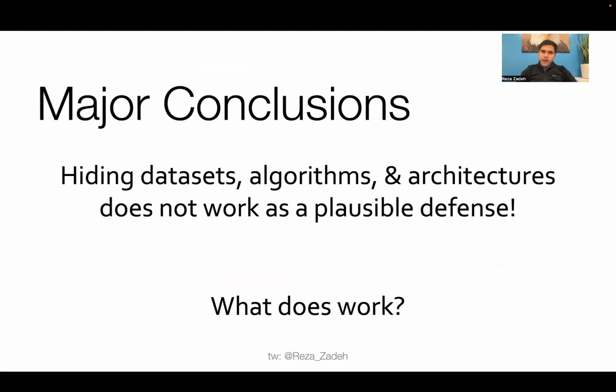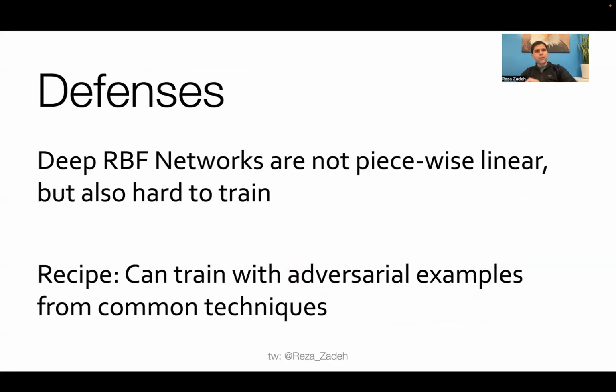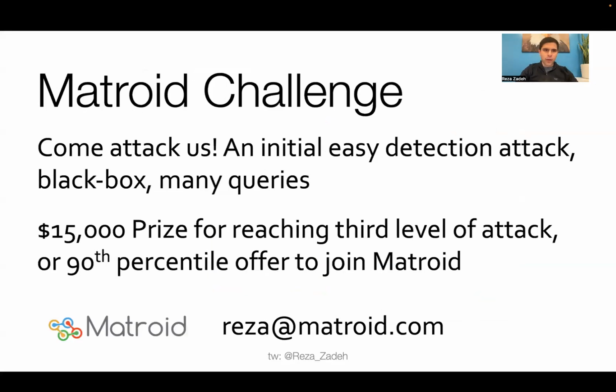So, you can change the architecture so that the model is not linear in the input. And that does work quite well. For example, a deep RBF network or some variants of vision transformers, but those are still foolable. You can still fool both of those networks, so it's not enough. You still have to do more.